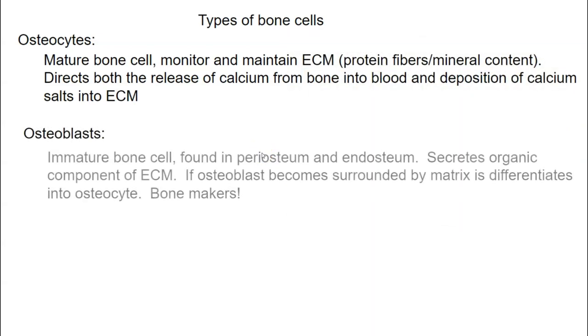We have osteoblasts. Blasts are immature bone cells. These are found in the periosteum and the endosteum, and they secrete the organic components of the extracellular matrix, like the protein fibers. If osteoblasts become surrounded by matrix, then the osteoblast will differentiate into an osteocyte. And then the process by which we get the mineralization of that material, I'm not really sure about that. They didn't even have that process developed or explained when I was in college. I think we know more about it now, but we're not going to look at it in too much depth.